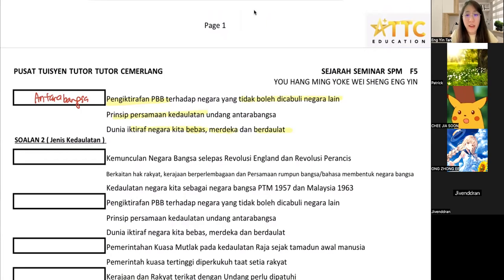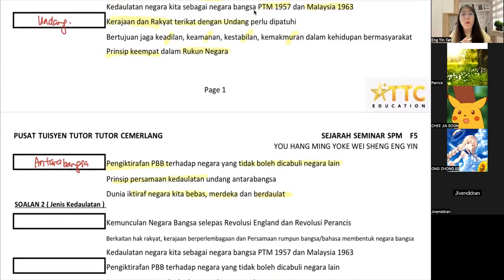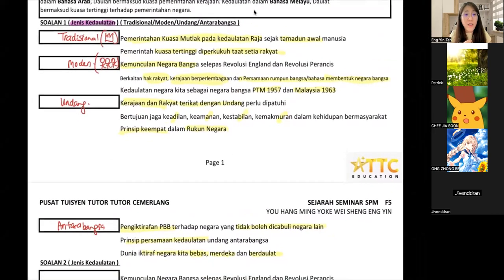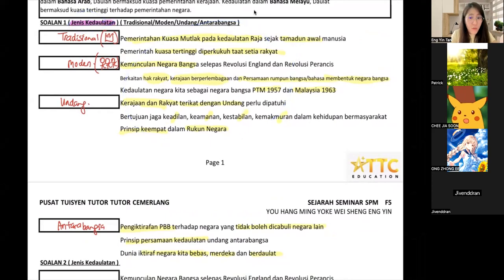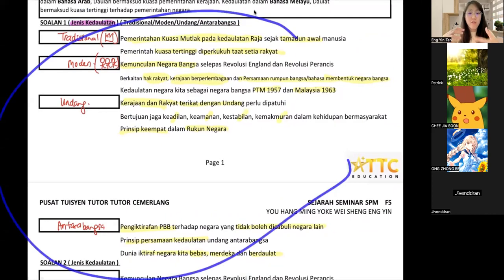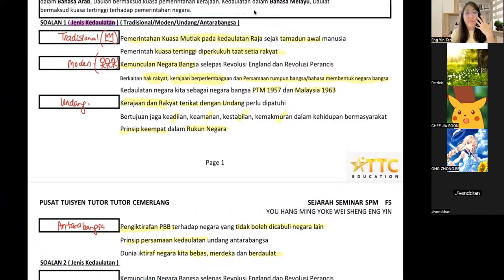Everybody, you clear? Are there any words you don't understand? Now, as I say, use this opportunity to identify the keywords and the key points. If you are good with the identification, then you need to understand. Means you need to understand why they have traditional, modern, undang-undang, antarabangsa. Why they talk about recognition. Yes, recognition. Is there anything you want to ask?